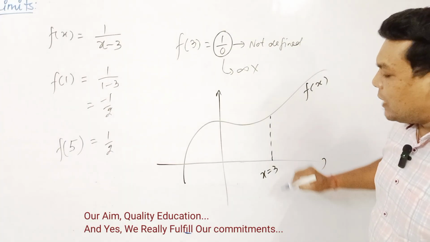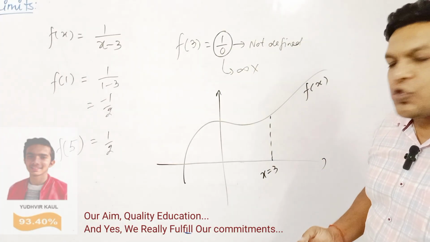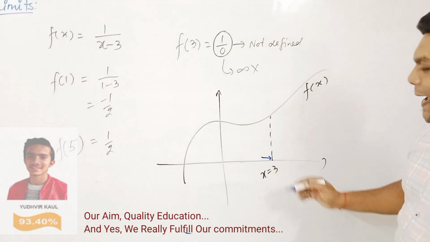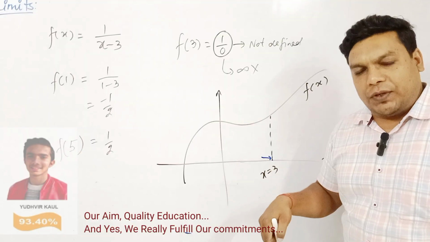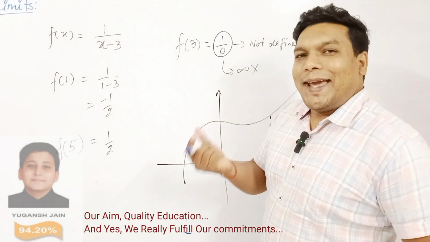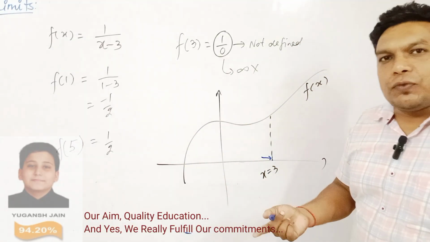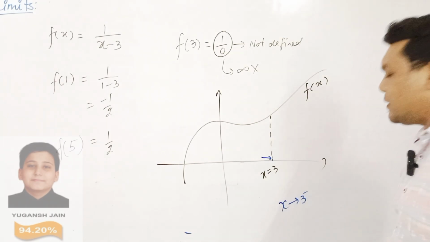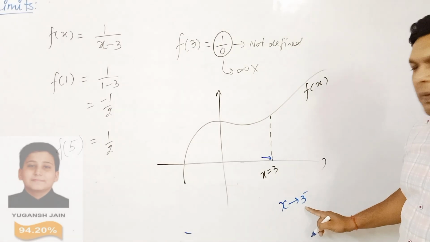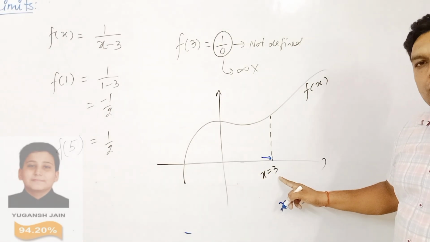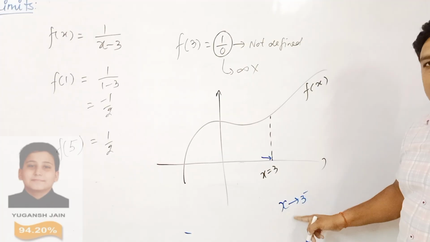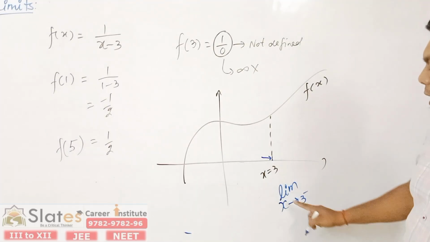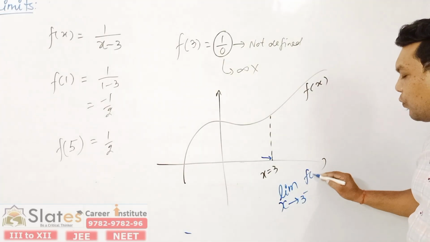Now if we want to know the behavior of the function just before 3, that is when x is approaching 3 but from the left. Notice the statement, x is approaching 3 but from the left. So this is denoted by x tends to 3 minus. Okay, x tends to 3 minus, that is x is approaching 3 but from the left. That's why we are saying this is the left hand limit, and we write this in this way: limit x tends to 3 minus f of x.